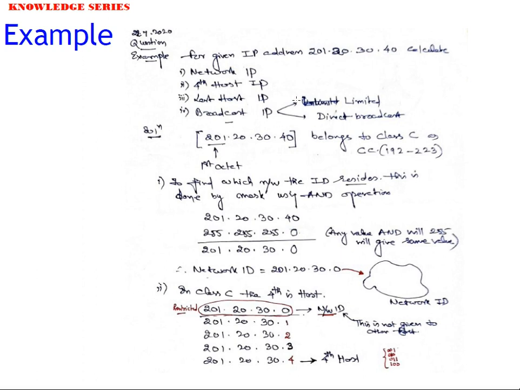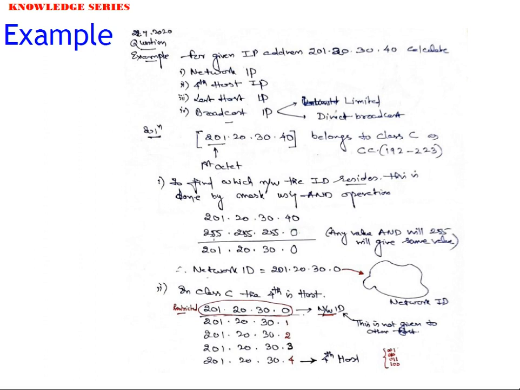Now how will you find this out? Now in this, your IP is there. Which class is this IP? If you see this one, this is a class C. Class C ranges from 192 to 223. So your IP, you have got this one. So this is the first octet, or the network.